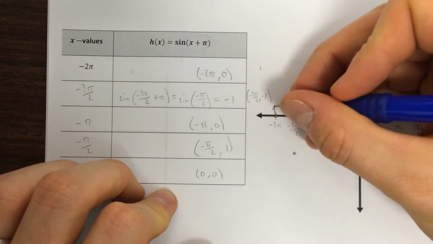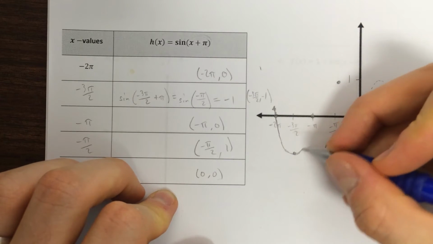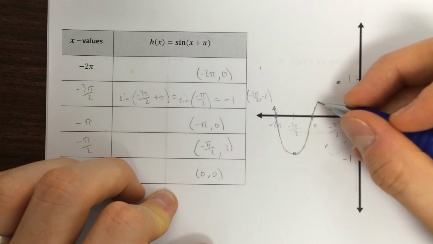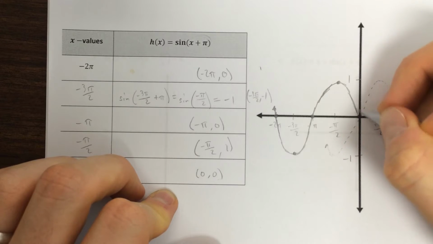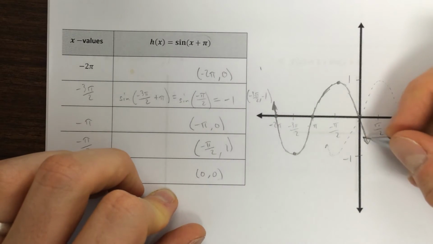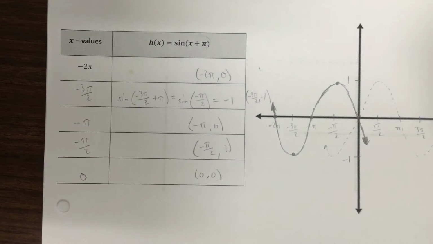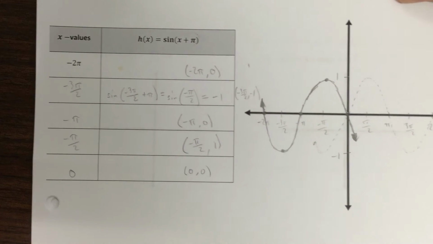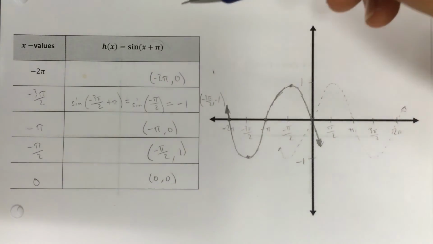So this function will look like this. Okay. So in class we had a good discussion about what's happening here. What happened from our parent function, the dotted line, to the solid line, our actual function. And some people said it was a reflection, but we're looking at how we shifted in terms of pi.